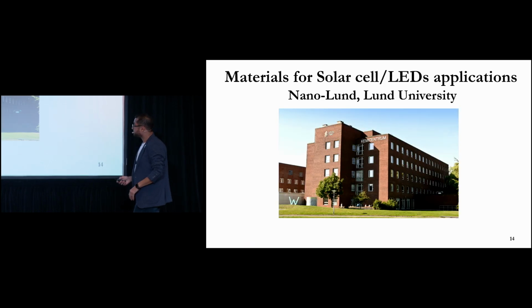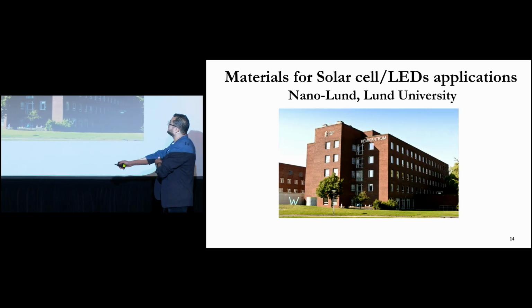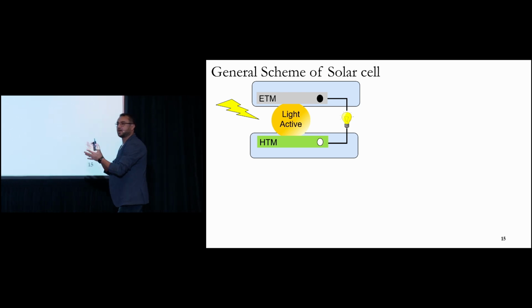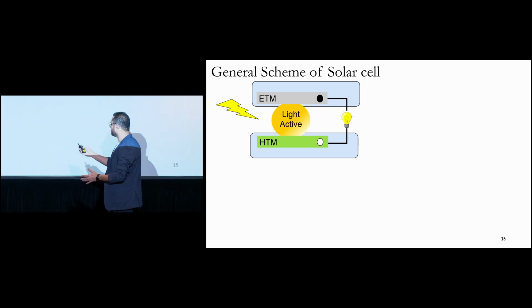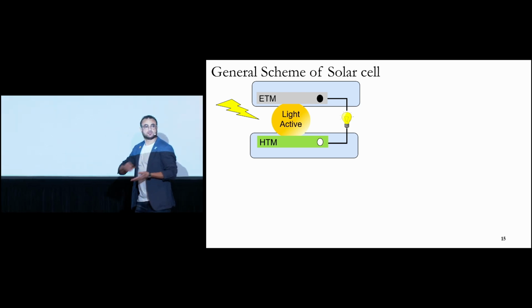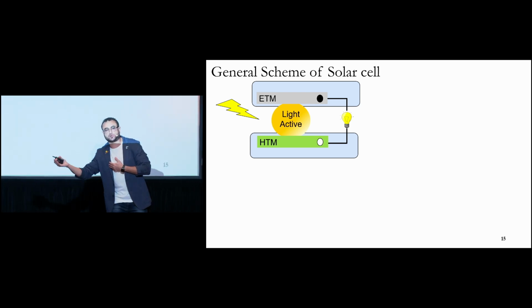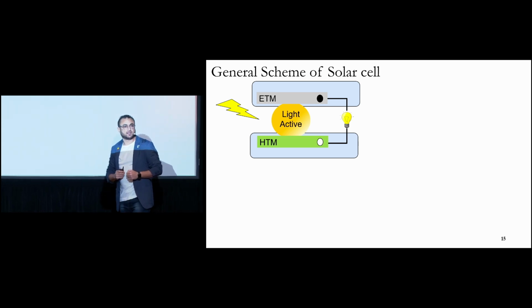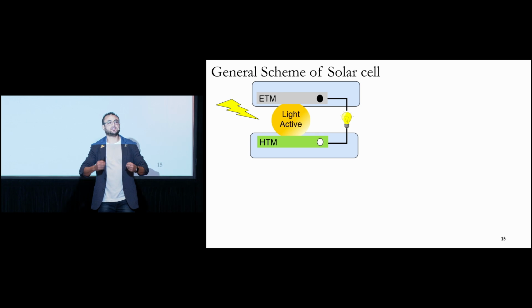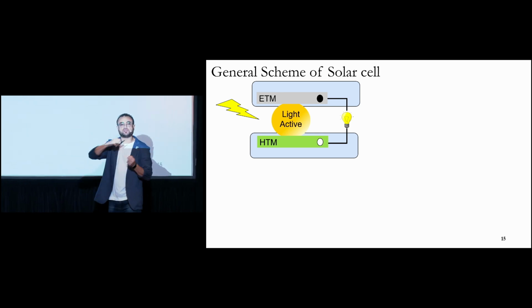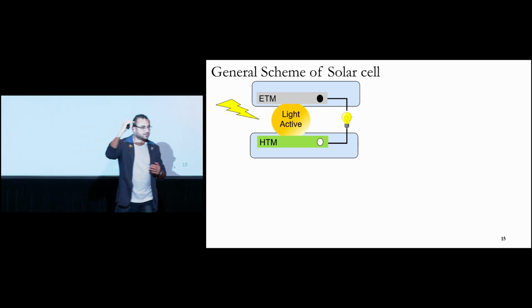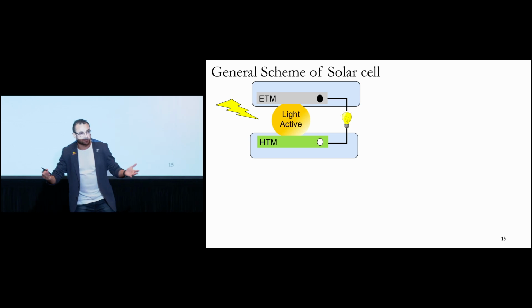During my work at Lund University, I was very interested in solar energy. This is a very simple scheme of how a solar cell works. Simply, you would like to have your light-active material in a sandwich structure between an electron acceptor and a hole acceptor. And your task is very easy. You want to excite this light-active material and get the charges out, and you need these two charges to move outside of the light-active material at the same time with the same efficiency. If you don't meet this condition, you will not have a very efficient solar cell device.